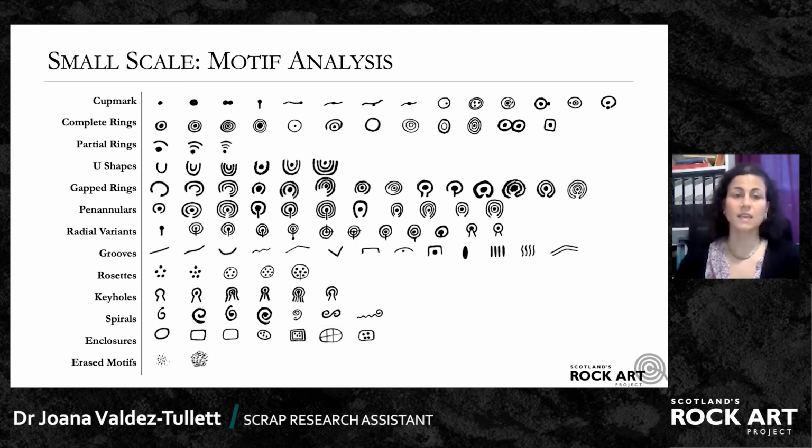And you can see from the illustration that each of these categories has a lot of variation. So if you look at the subcategory of the gapped rings, for instance, you will see that the circles can be gapped with or without central cup marks. There can be a combination of complete and gapped rings. They can have extended legs, be open on one side, have conjoined ends, etc.